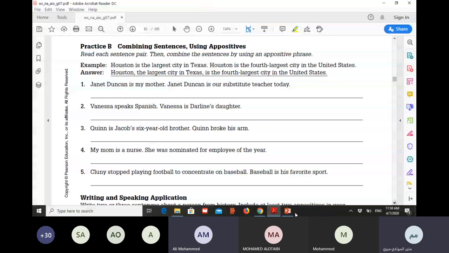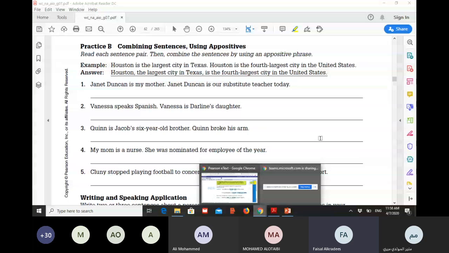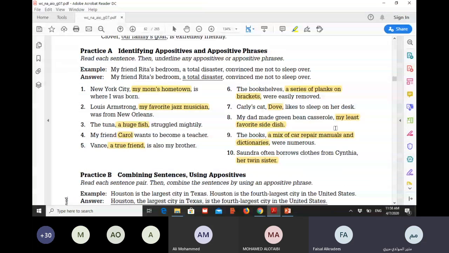Okay. What's the problem? I didn't finish the last one. You did not understand the last one. Yes. Okay, so here we have "Sandra often borrows clothes from Cynthia." Until here, it has a full meaning. So it's a full meaning sentence.